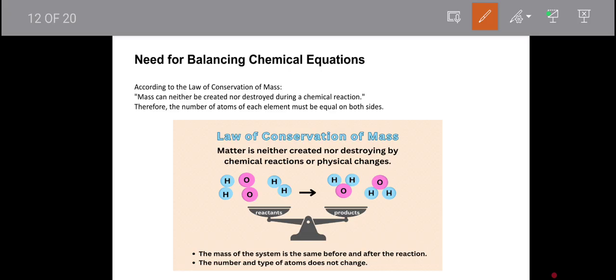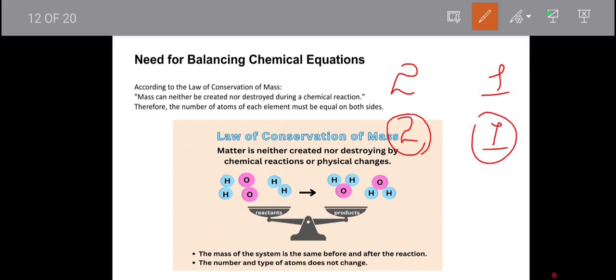Whatever the mass of the reactants that you are taking on the reactant side, it should be equal on the product side, right? So in order to make the mass equal, we can make the number of atoms equal on both sides. For example, if you have 2 hydrogen atoms on the reactant side and 1 hydrogen atom on the product side, the masses are 2 and 1. You have to make them equal, so you can add one more hydrogen atom here. 1 plus 1 means you will be getting 2, right?